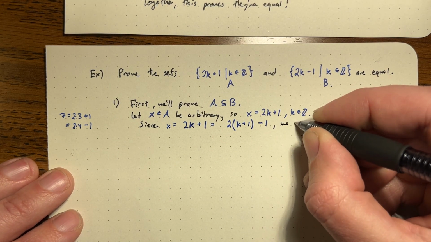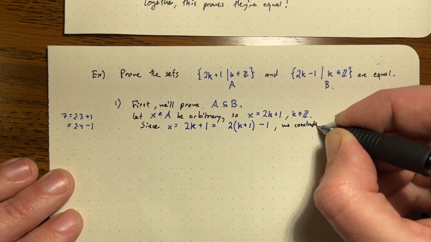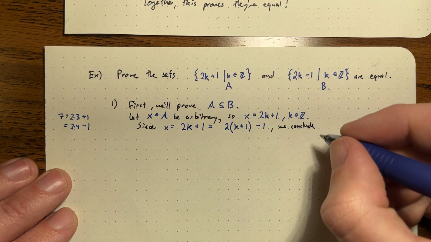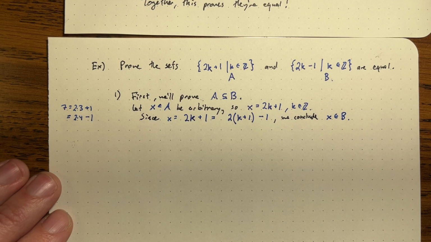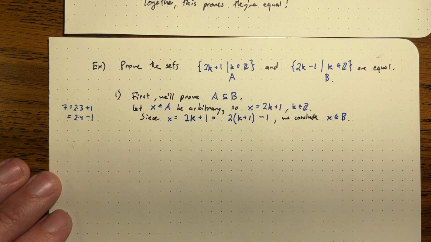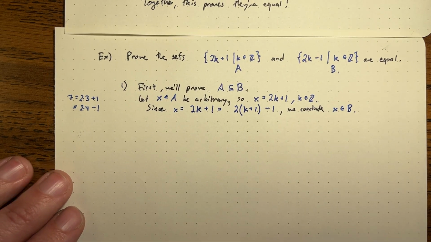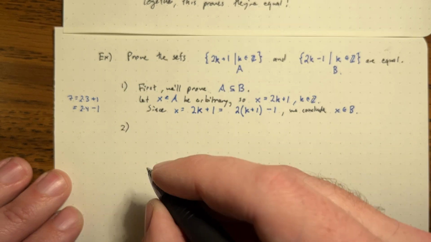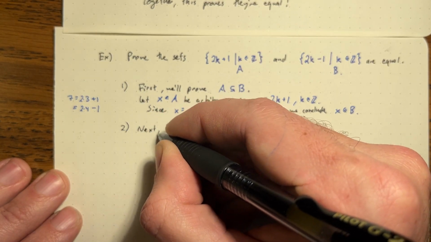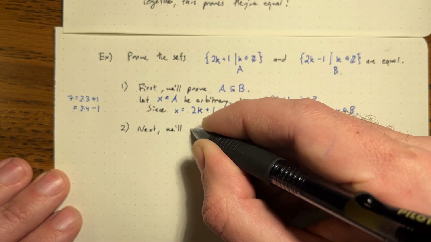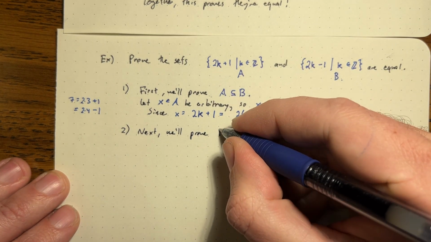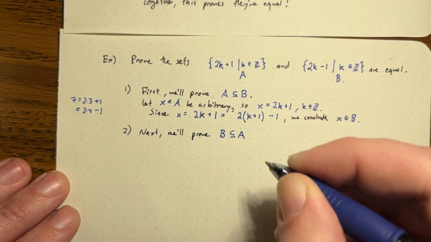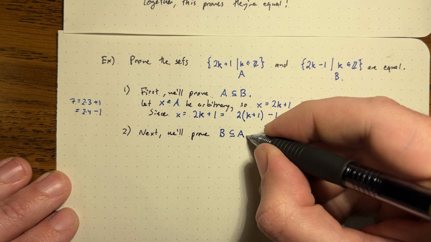We conclude. What do we conclude? We conclude that x is an element of B. Great. And that proves that A is contained in B. Step 2. Next, we'll prove B is contained in A.